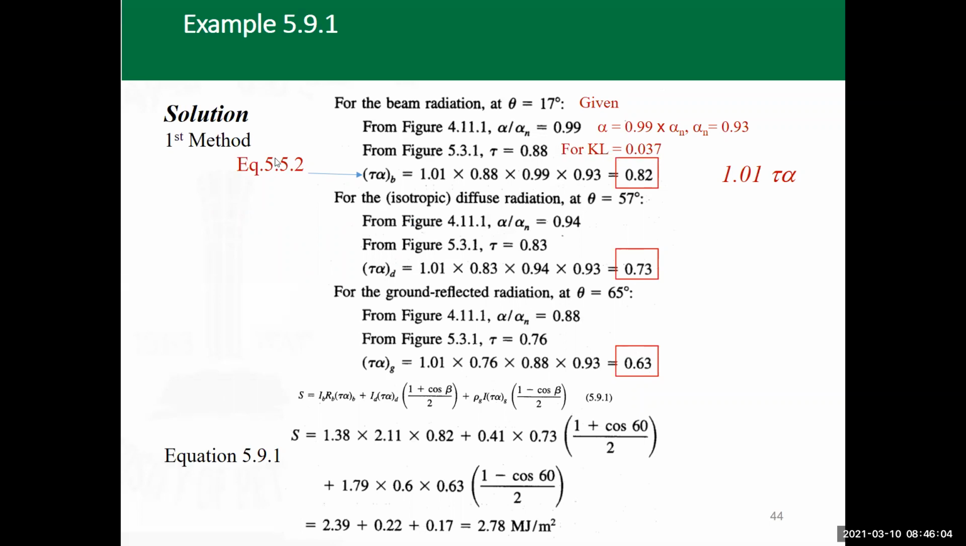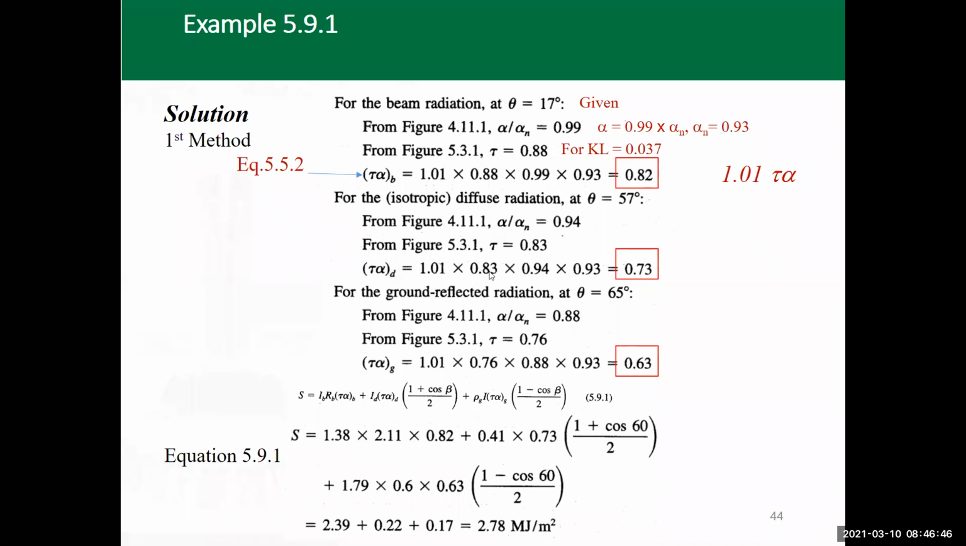Now we are going to use equation 5.5.2 that says that tau alpha for the beam component is 1.01 times alpha times tau. And this is basically what we're getting here. So we got tau alpha here for the beam component. Then for the isotropic diffuse component, or diffuse radiation, for an effective angle of 57, we are going to repeat what we have done. Going to equation 4.11.1, we have seen that alpha over alpha n is 0.94. Tau is equal to 0.83, from which you can get the tau alpha component of the diffuse radiation.